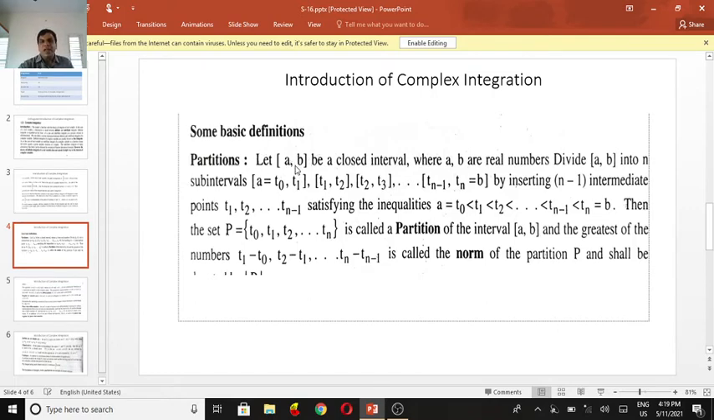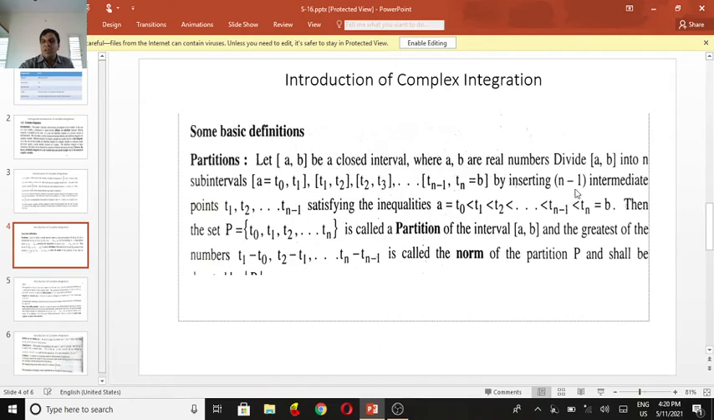Let the closed interval [a, b] be a closed interval where a and b are real numbers. Divide [a, b] into n subintervals. Say a is equal to t0, t1. So we take t0 to t1, t1 to t2, t2 to t3. These are closed intervals: t0 to t1 is one interval, t1 to t2 is one more interval, t2 to t3, etc., up to t(n-1) to tn.